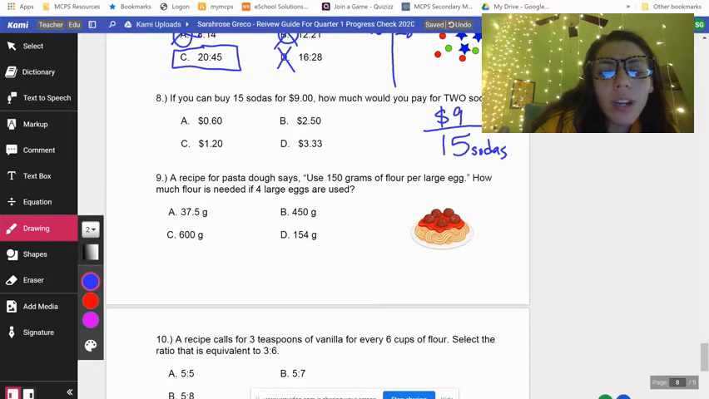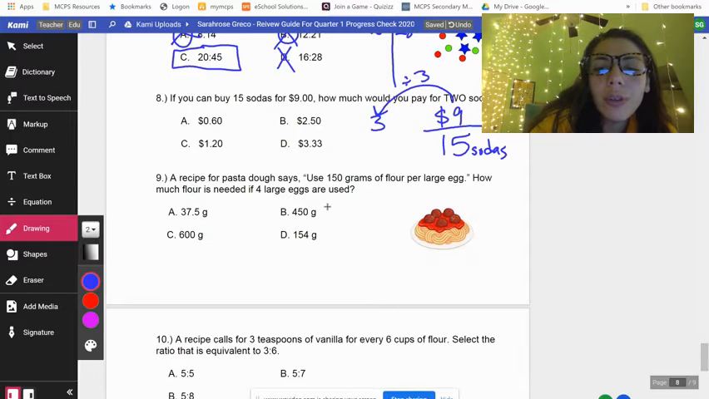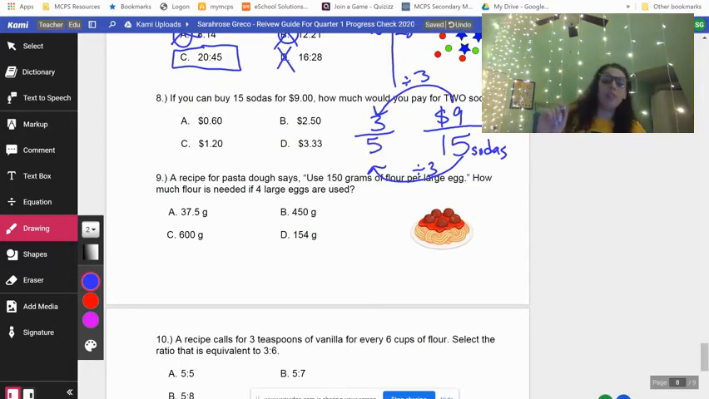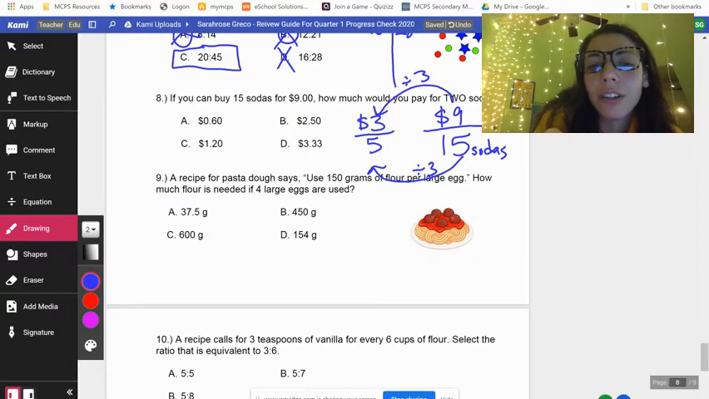Okay, so what if I can't really cut in half? What if I divide both of them by 3? If I divide both of them by 3, 9 divided by 3 is 3. So for 3 dollars, and 15 divided by 3 is 5 sodas. So they didn't ask for how much 5 sodas would be. 5 sodas would be $3. They want to know how much you are going to pay for 2 sodas.